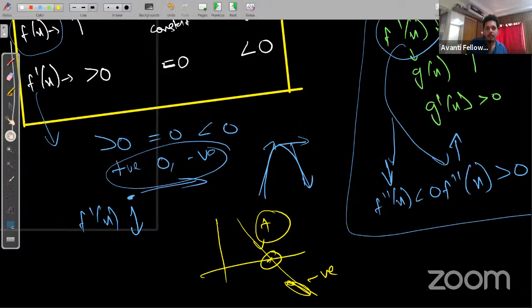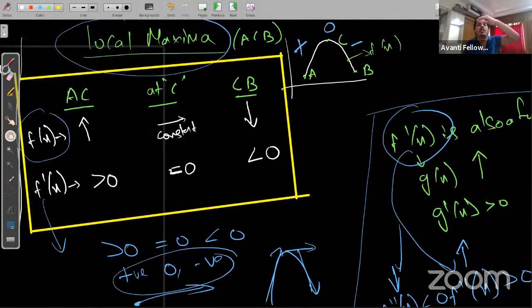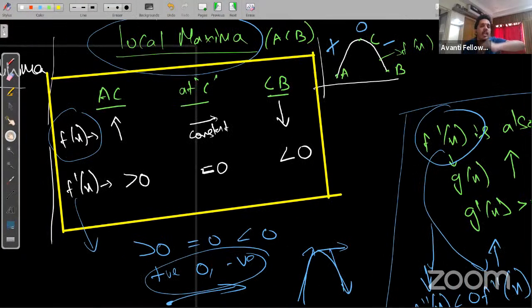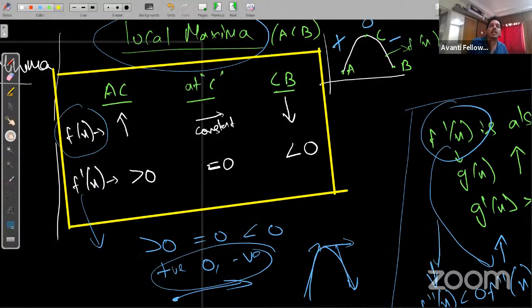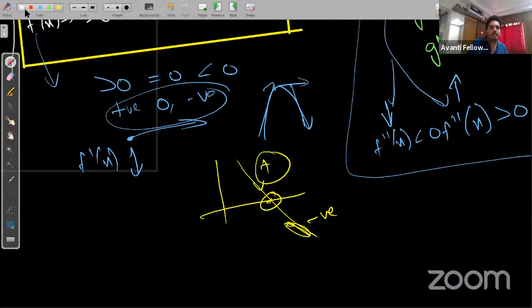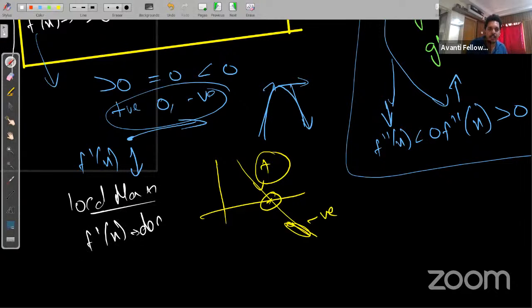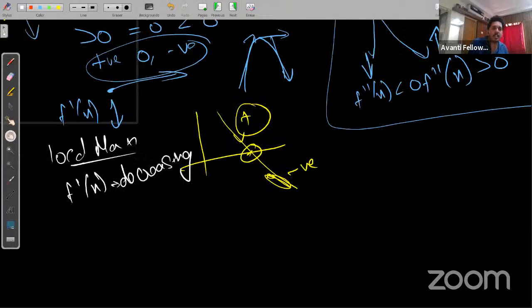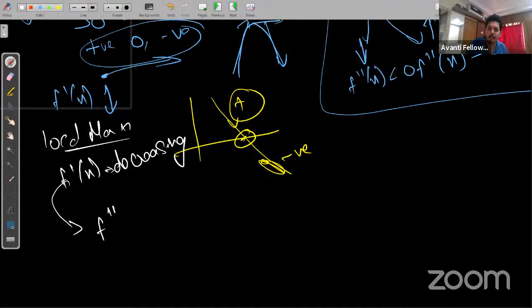Guys, for local maxima, positive, 0, negative. So my f dash of x is decreasing. So ultimately, what I am trying to say, for local maxima, my f dash of x is decreasing. So if f dash of x is decreasing, what can I say? F double dash of x is, means any function is decreasing, what happens to its derivative of the function? Guys, come on, tell me. I need answers here.